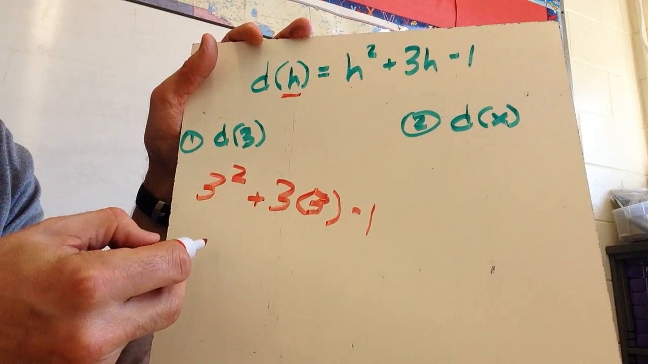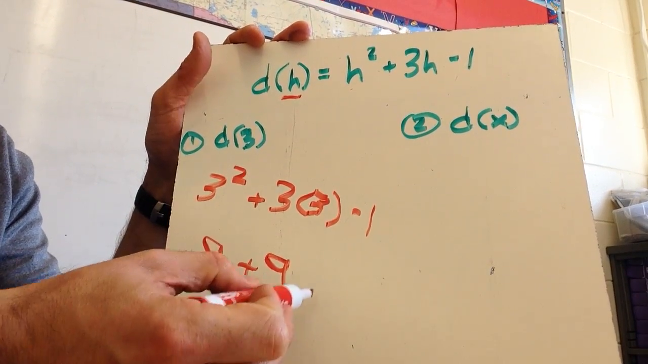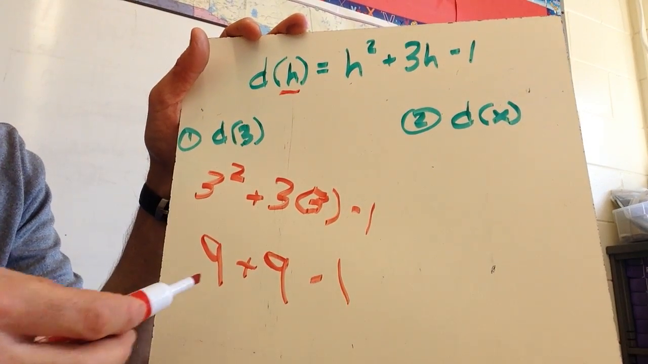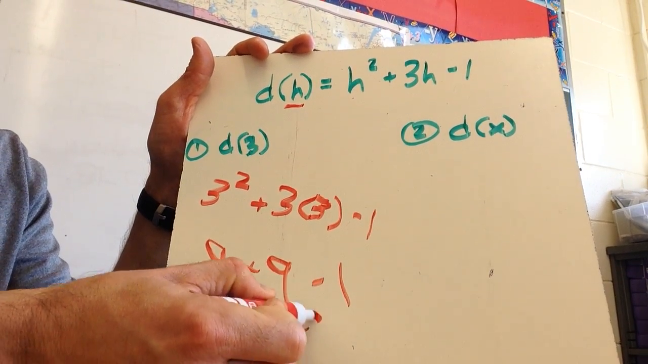3 squared, or 3 times 3, is 9. Plus 3 times 3, 9. Minus 1. Order of operation tells me to go from left to right. 9 plus 9 is 18. Minus 1 is 17.